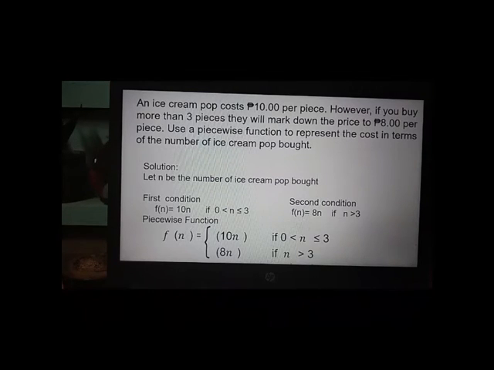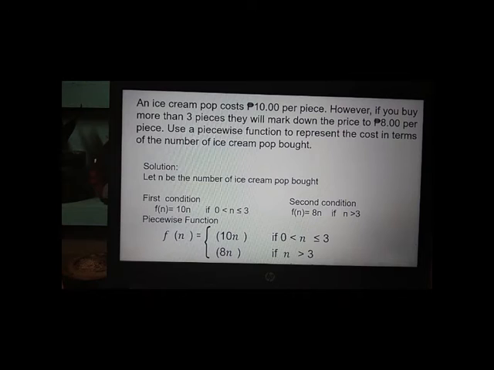Okay, next. An ice cream pop costs 10 pesos per piece. However, if you buy more than 3 pieces, they will mark down the price to 8 pesos per piece. Use a piecewise function to represent the cost in terms of the number of ice cream pops bought. Okay, solution. Let n be the number of ice cream pops bought.